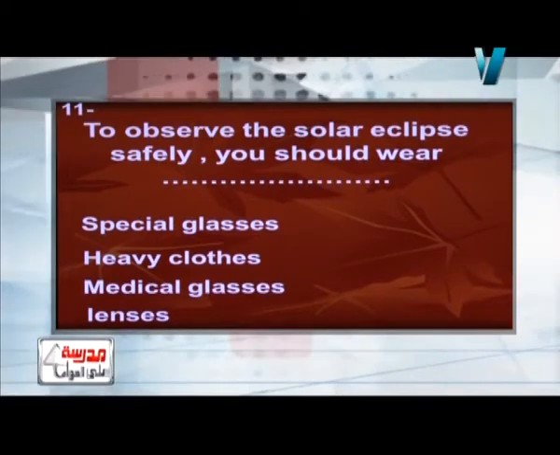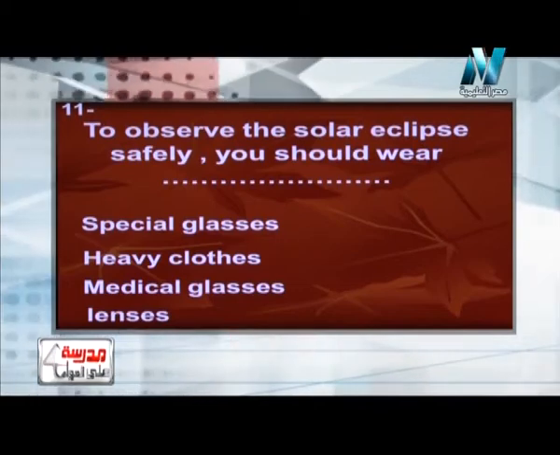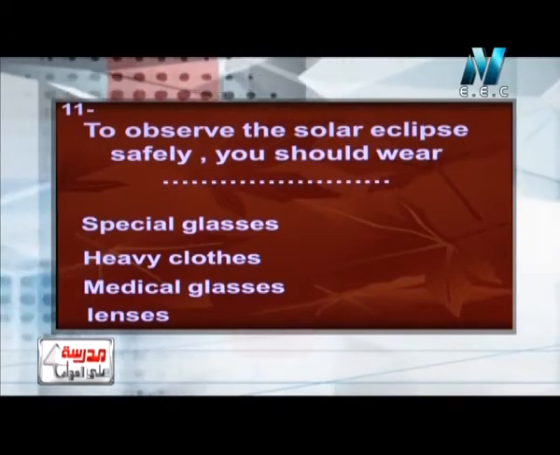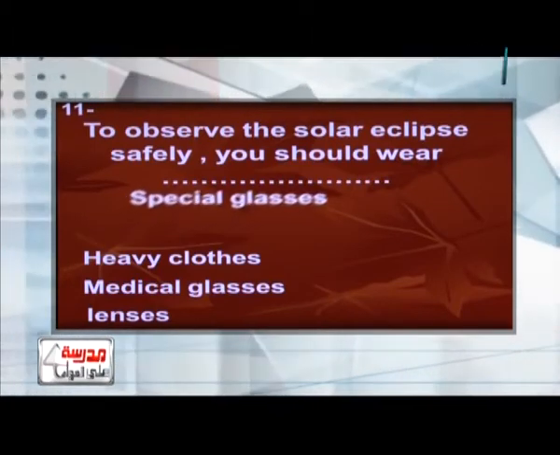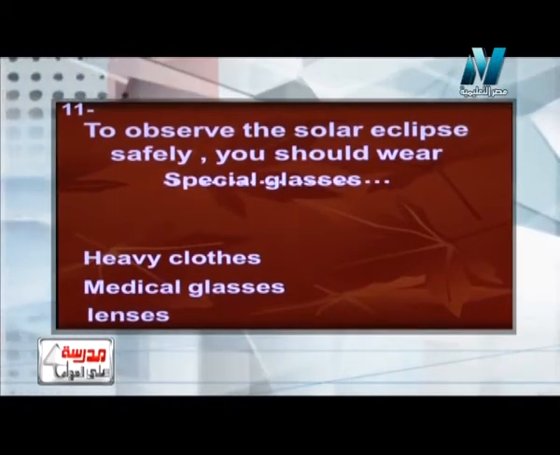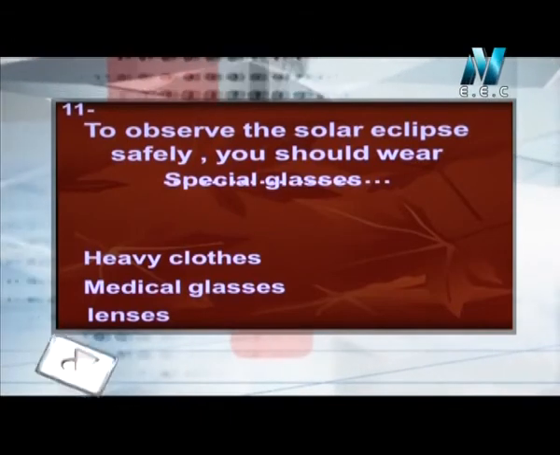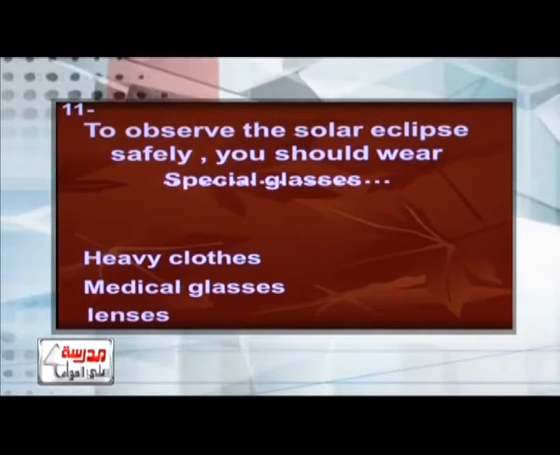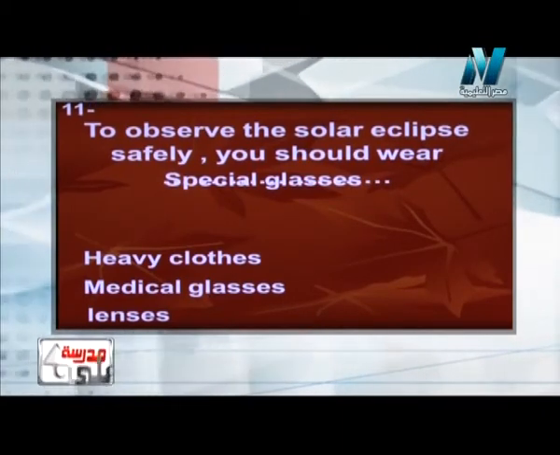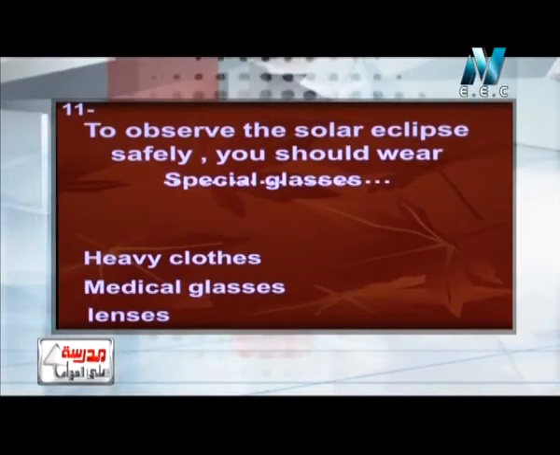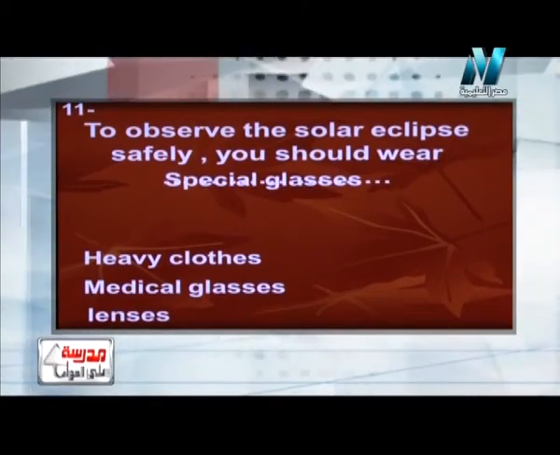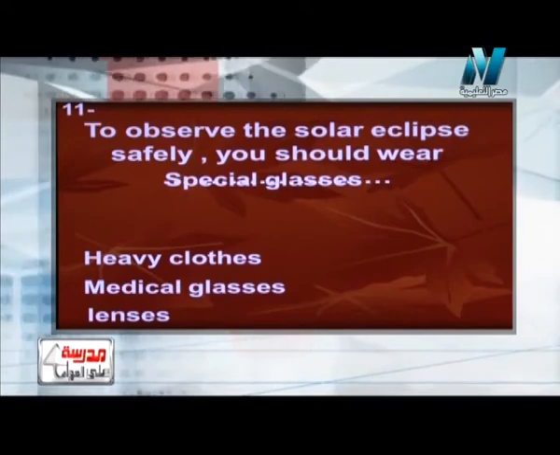Another question. To observe the solar eclipse safely, you should wear special glasses, heavy clothes, medical glasses, or lenses. Surely we must wear special glasses, because it's a very dangerous phenomenon. It can cause blindness because it produces ultraviolet and infrared radiation, which may affect the retina of the eye. So we must wear special glasses to observe the solar eclipse.